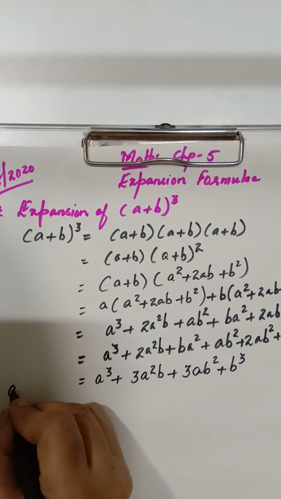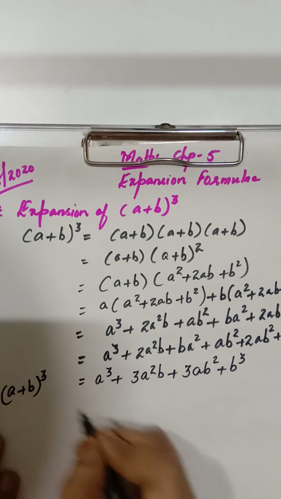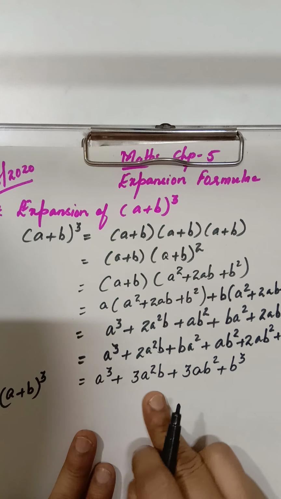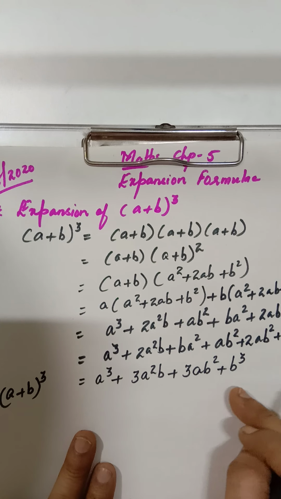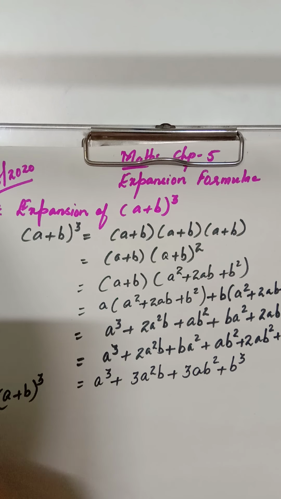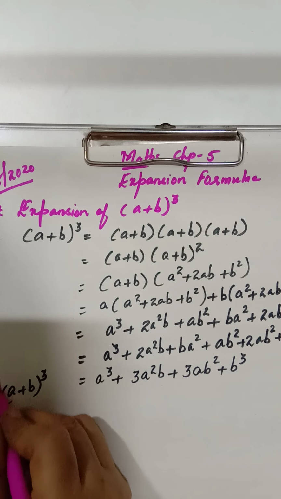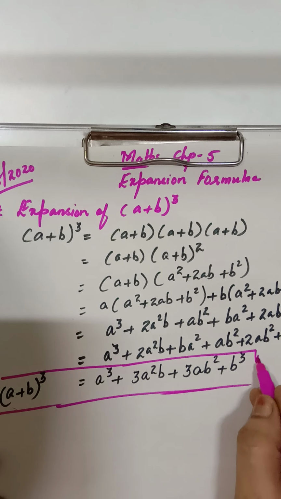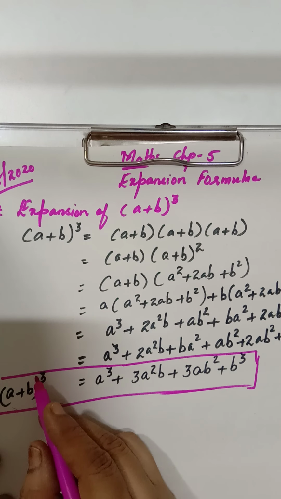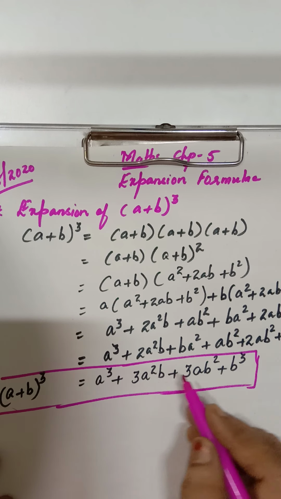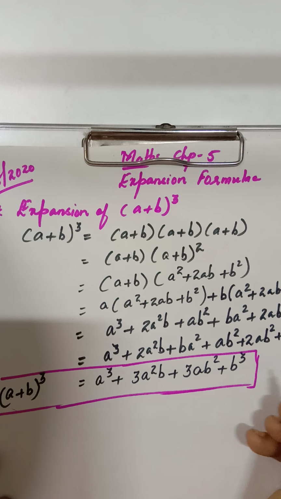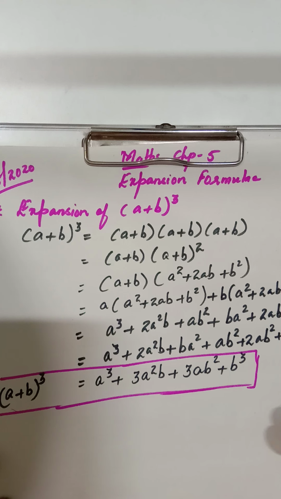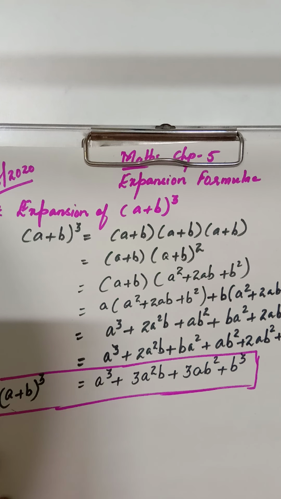So this is nothing but (a + b) whole cube. The expansion of (a + b) whole cube is a³ + 3a²b + 3ab² + b³. And see children, this is nothing but the formula. That is, (a + b)³ is equal to a³ + 3a²b + 3ab² + b³. So by using this formula, we can do the expansion in the next exercises.